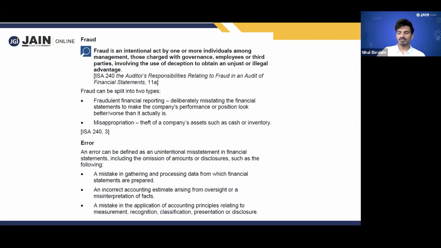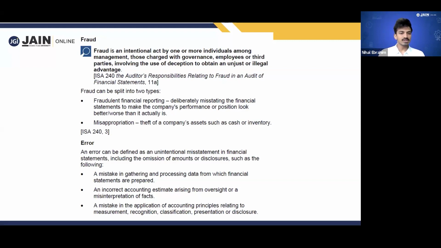For example, moving a lot of money into the company accounts close to the year end and removing it right after the year end. This will make it look like the company has a lot of cash in the financial statements. But in reality, the cash is not actually there. It's just movement of cash close to the year end. So that's what fraudulent financial reporting is.